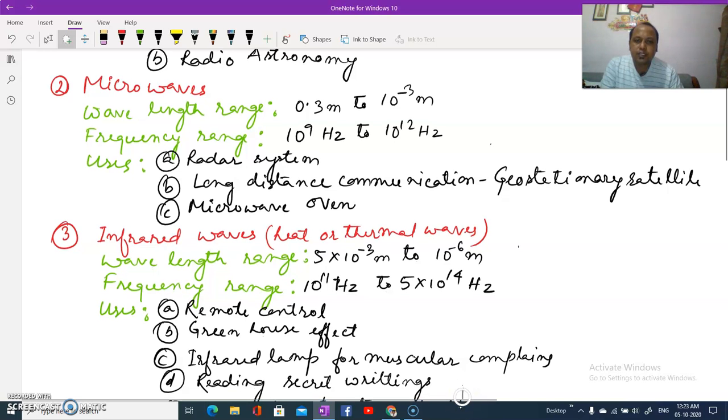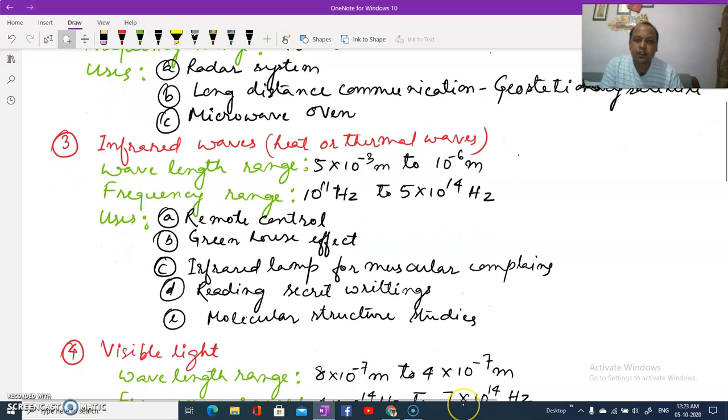You must have seen the remote controls use infrared, whether it is a TV remote or any other kind of remote, infrared rays are used. Then greenhouse effect: infrared rays are responsible for producing the heating effect in a greenhouse. Then infrared lamps are used for reducing muscular pains, reading secret writings, and it is also used in molecular structure studies. Okay.